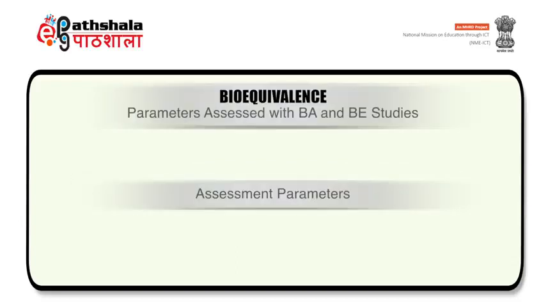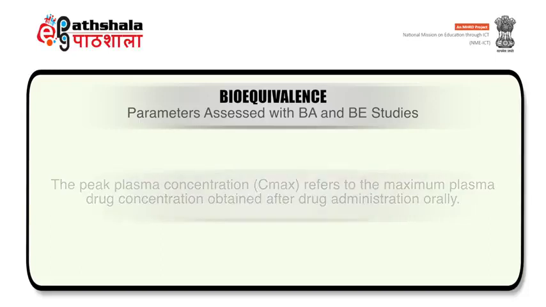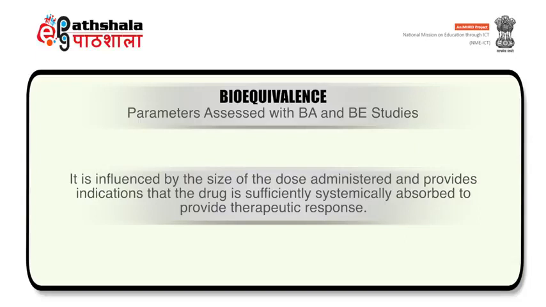Next we will be discussing the assessment parameters in the bioavailability bioequivalence study. Under this, the first is the peak plasma concentration. The peak plasma concentration, that is Cmax, refers to the maximum plasma drug concentration obtained after drug administration orally. It is influenced by the size of the dose administered and provides the indication that the drug is sufficiently systemically absorbed to provide the therapeutic response.